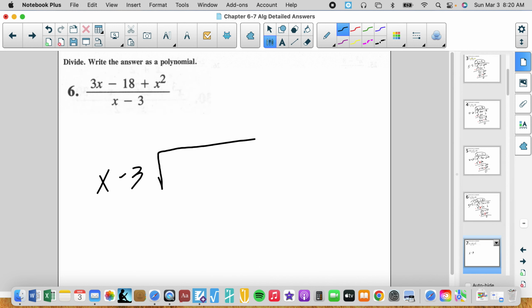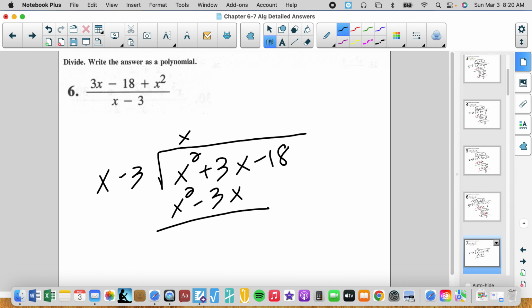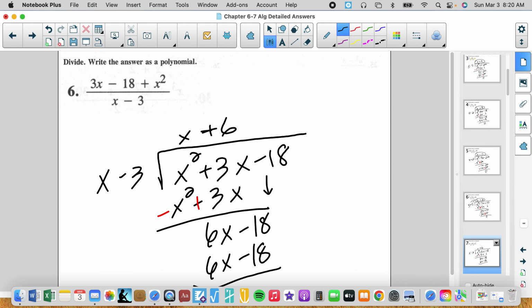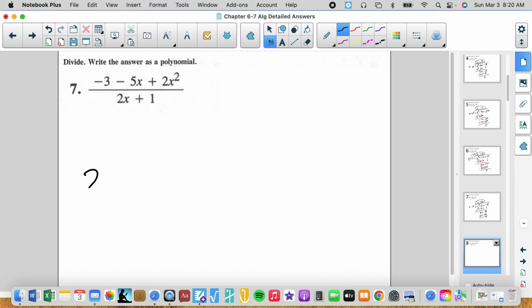X minus 3. I don't know why they don't show the value of rewriting it. I mean, okay, attention to detail. Okay, got to make sure you align, sure. But I don't know. It just is weird that they would do that. 6x minus 18. X goes into 6x 6 times. We get 6x minus 18. Well, change the signs. You get 0. So, I don't know. I just want to see if you're paying attention, I guess.